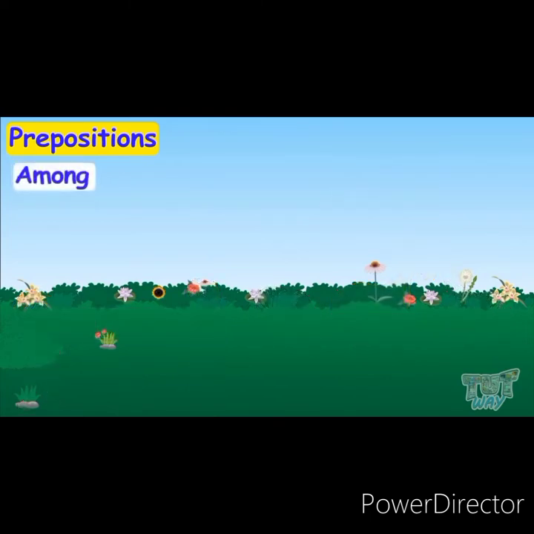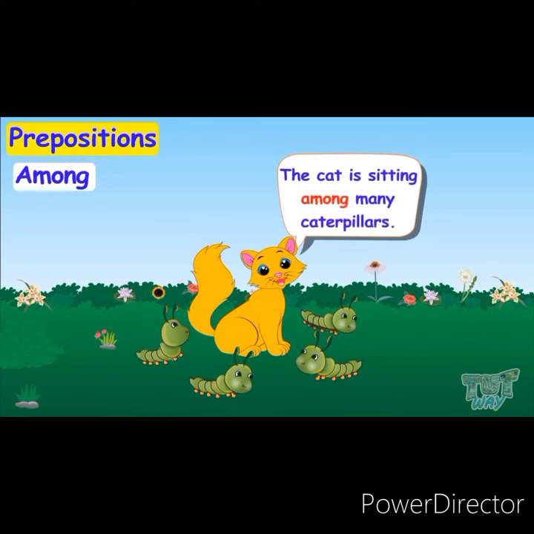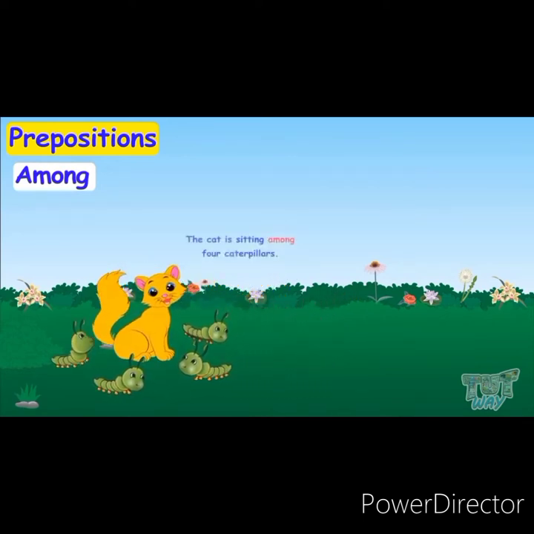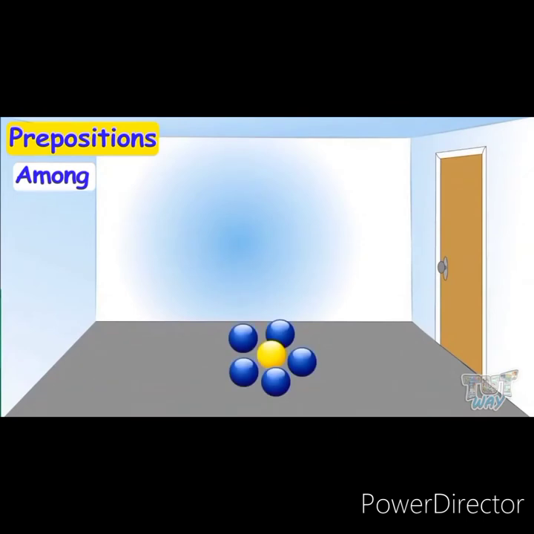Children, now we will understand the preposition among. The cat is sitting among many caterpillars. Children, there is a difference between the usage of among and between. When there are two objects, we use the preposition between. And when there are more than two objects, then we use the preposition among. So you can see the difference here.